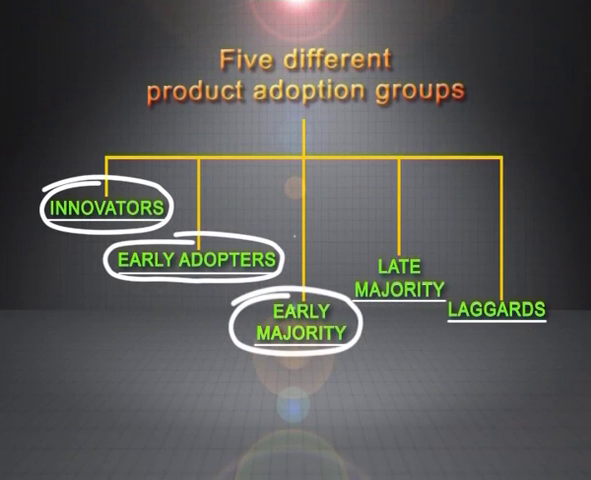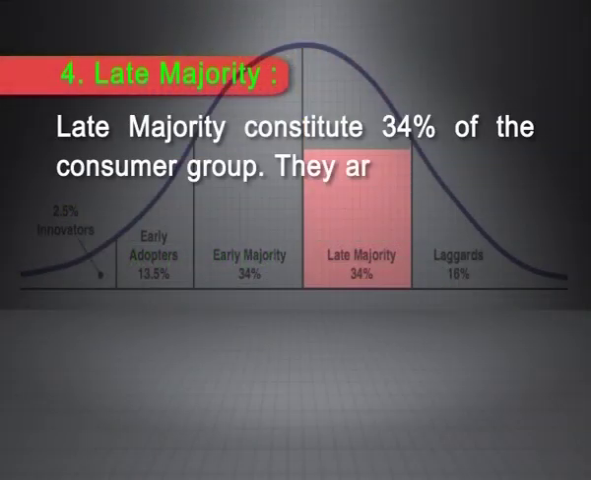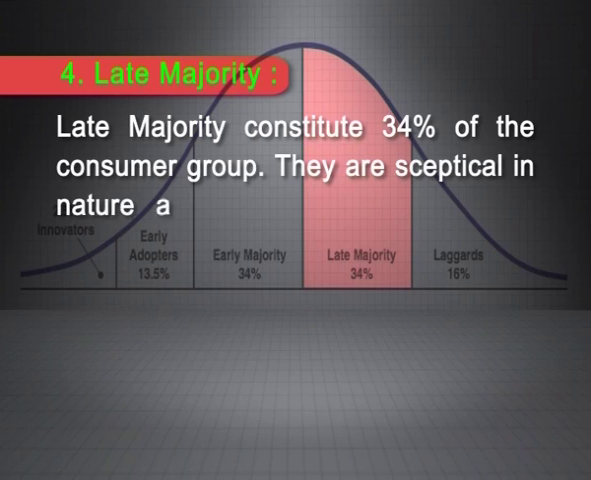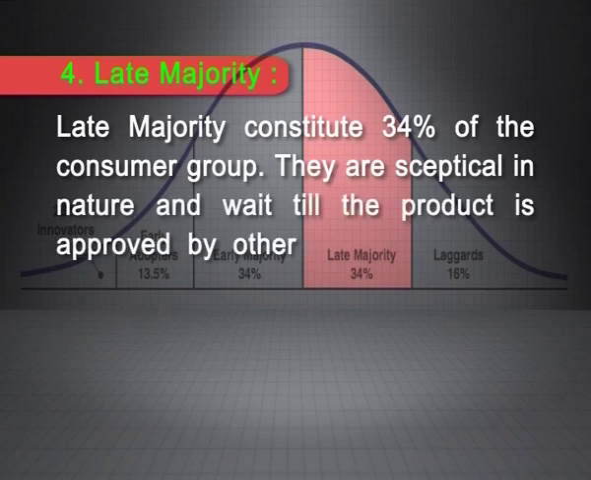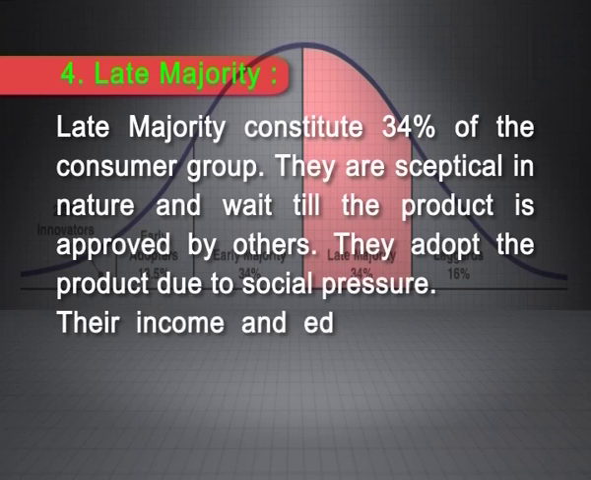The fourth category of consumer is called late majority. Late majority constitute 34% of the consumer group. They are skeptical in nature and wait till the product is approved by others. They adopt the product due to social pressure. Their income and education level is below average.